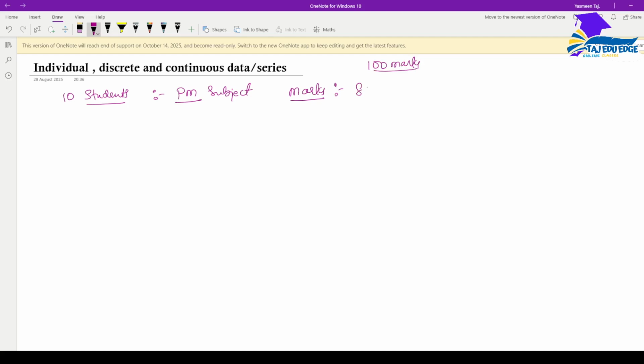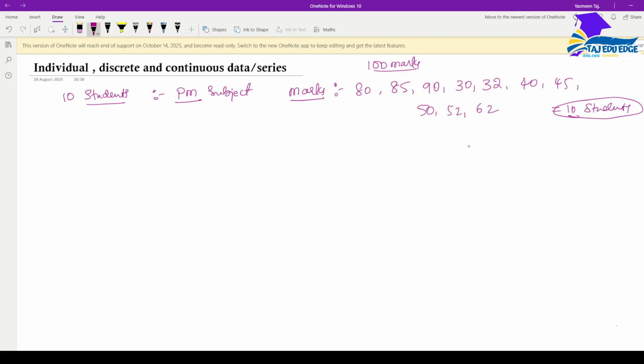One student has got 80, another has got 85, another 90, another 30, 32, 40, 45, 50, 52, 62. Let's count how many: 1, 2, 3, 4, 5, 6, 7, 8, 9, 10. Ten students. These are the different marks scored by those 10 students out of 100 in the examination for the subject principles of management. Now this data you are seeing: 80, 85, 90, 30, 32, 40, 45, 50, 52, 62.